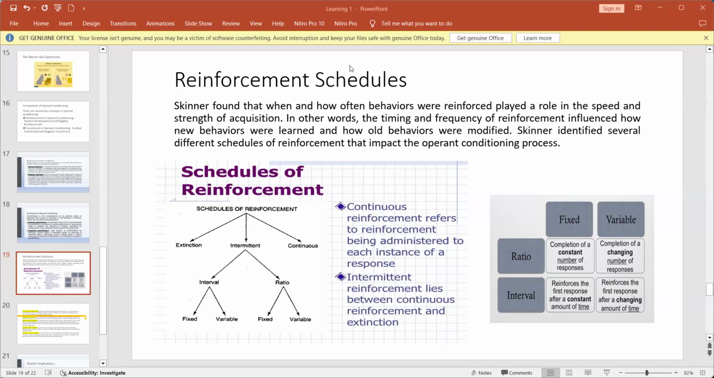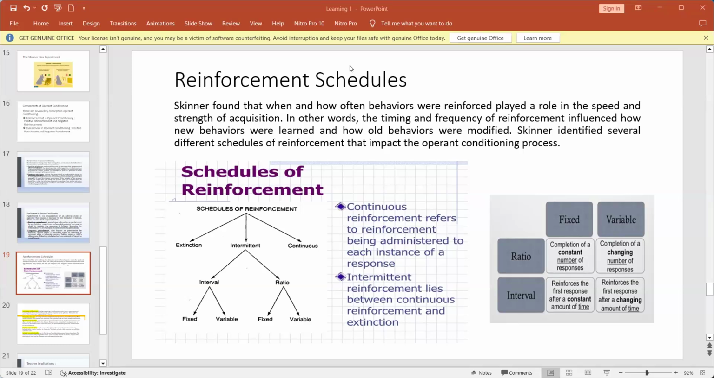Are you there? Yes, madam. What's the type? No, not continuous. It's partial. What is the type of reinforcement there for me? It all depends on the number of hours. Number of hours, is it interval or ratio?